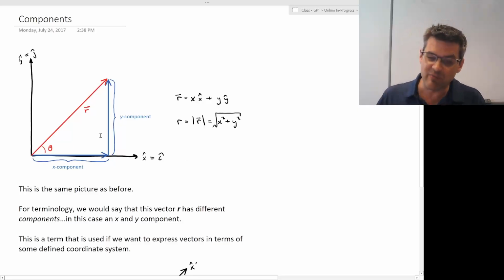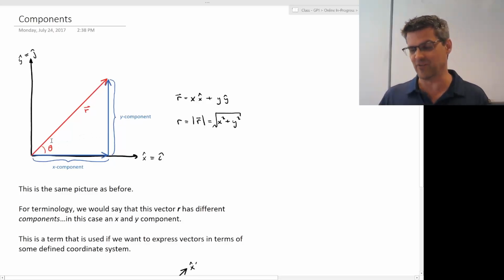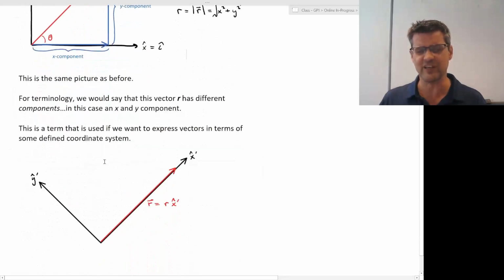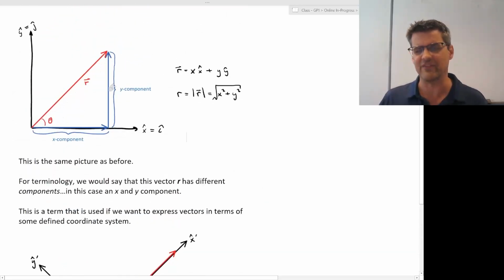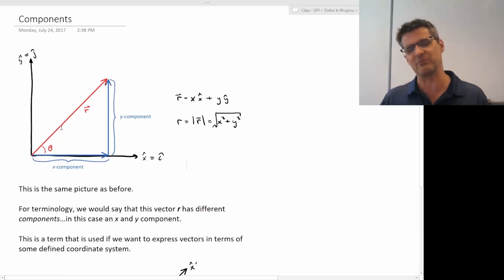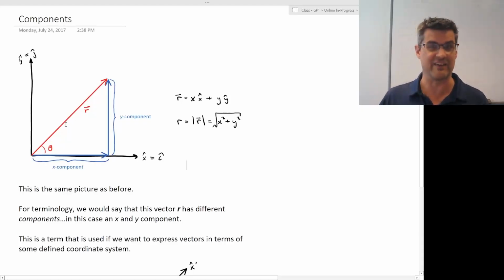But some problems, I don't care about the full vector. I only want to know what the components are, and it could be easier to do. So that's what we're talking about here. We have some vector. It can either be pointing in a weird direction and have some length, or we could be working with two components of the vector added together that make this resultant vector.